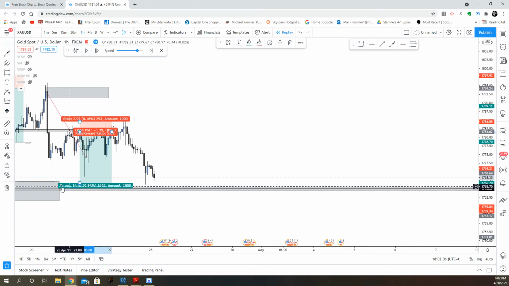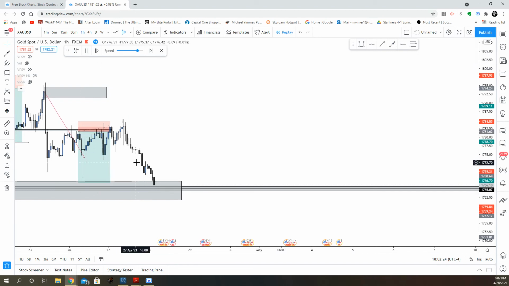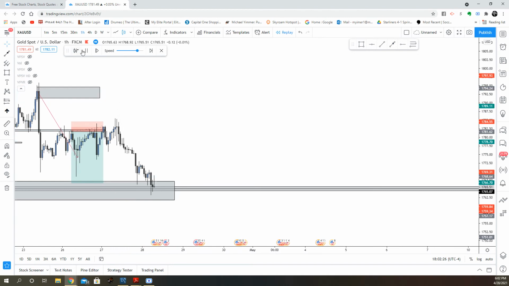Okay, price came to my previous zone and my previous supply area, right? So this is the second touch. So I don't think it's more risky to take a buy. Still, it was still good for gold. I think it was still good.